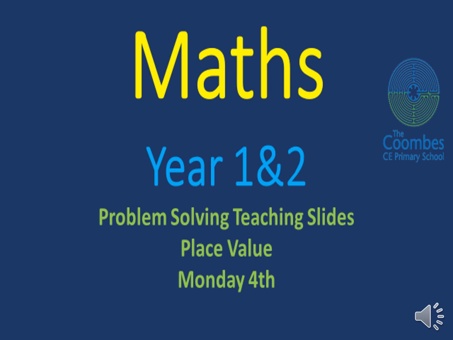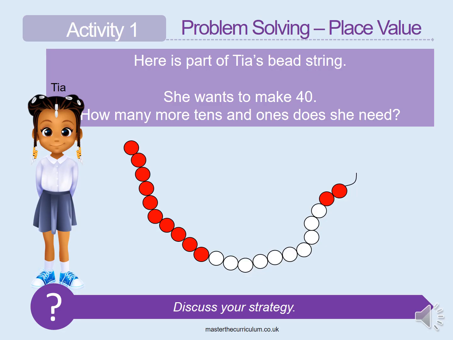So today we are going to be looking at place value and problem solving. So here we have Tia. Tia is showing us part of the bead string here. She wants to make a total of 40. How many more 10s and how many more 1s does she need?